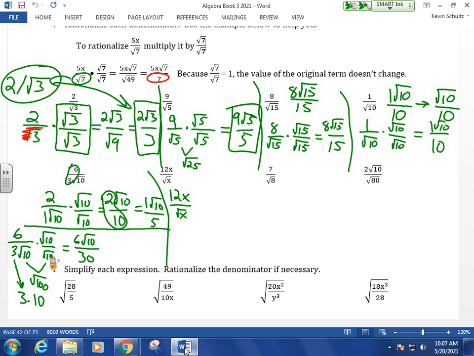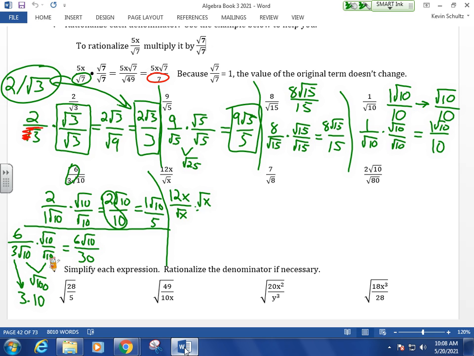Our root is a variable. Can we simplify the root of x? Not the root of x, right? That's the one that's already in simplest form. So what are we going to be multiplying by to rationalize? Not x. The root of x over the root of x. Okay?